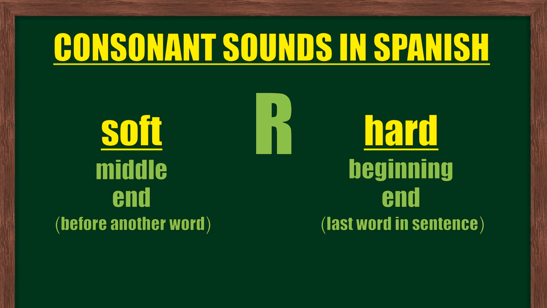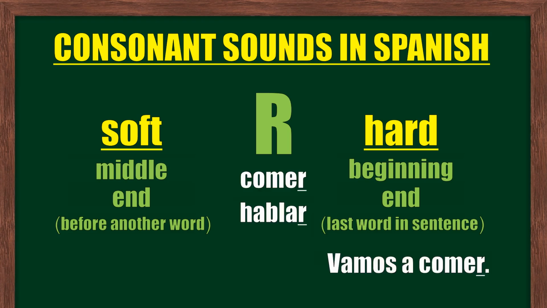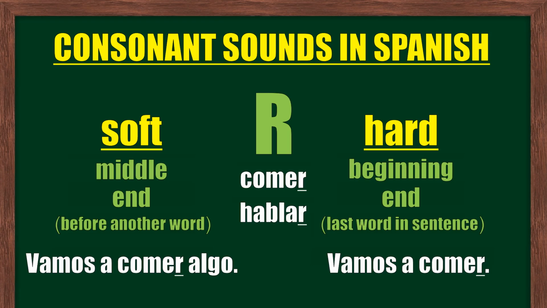So for example, in words like comer and hablar, the R is at the end of the word. If it's at the end of a sentence, it's usually hard, but it doesn't have to be. Vamos a comer. We're going to eat. But if there is another word after it in the sentence, then it's almost always soft.